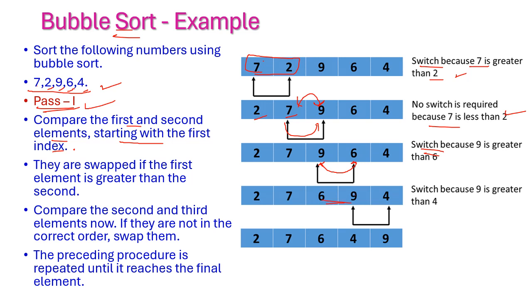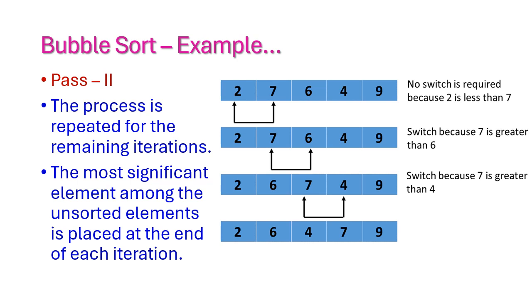And the next step, 9 should be compared with 4, and 9 is greater than 4, hence these two should be swapped out. So in the first iteration, 9 is placed in its right position because 9 is the greatest data item, right? And in pass 2, the same will be repeated until this one.